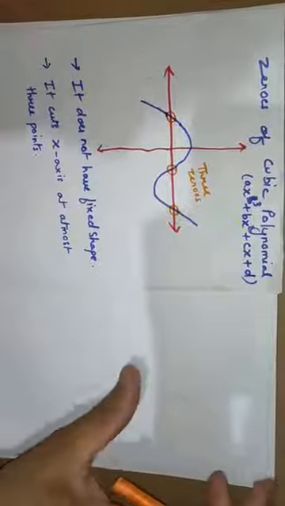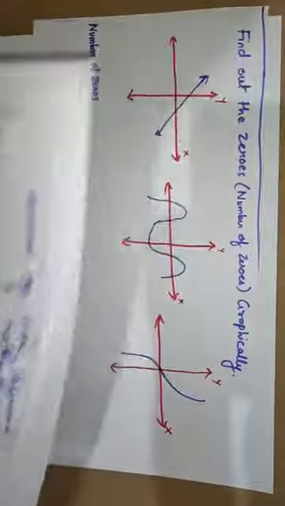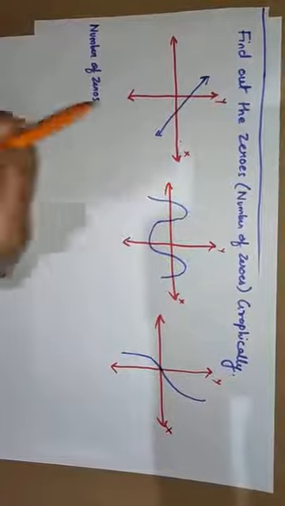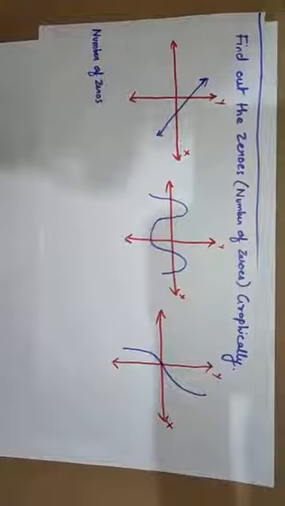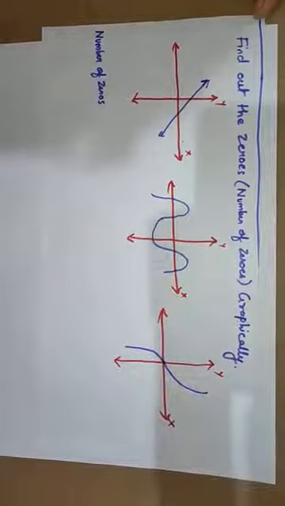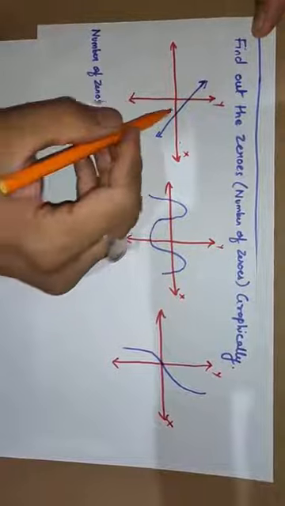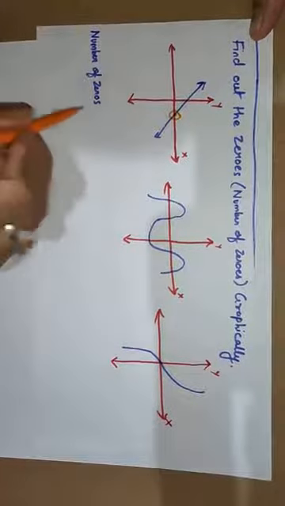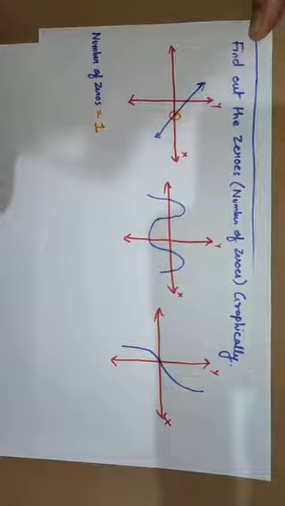Okay. Now next come some practice questions. We'll find out how to find the number of zeros graphically. Look at the first figure. It is the graph of linear polynomial. As you can see, it's a straight line and it is cutting the x-axis at only one point, this point. So number of zeros in this case will be only 1.